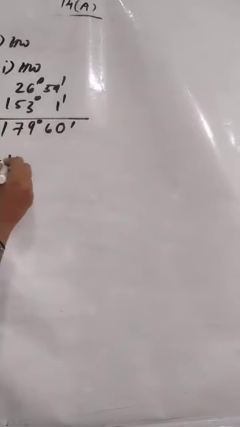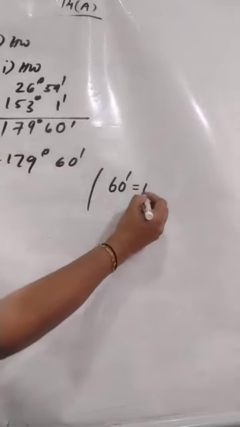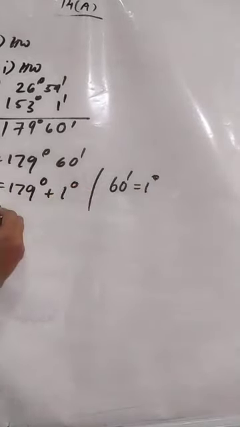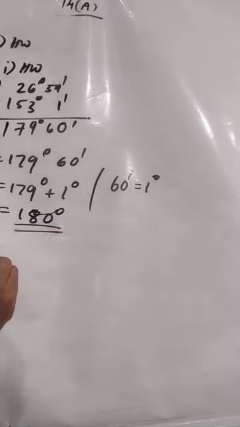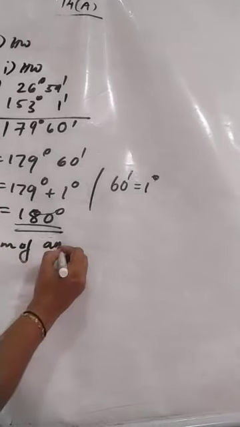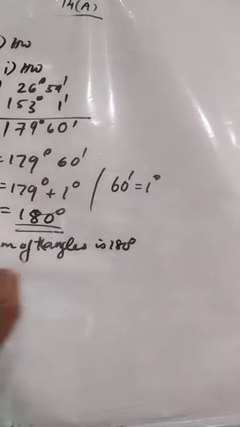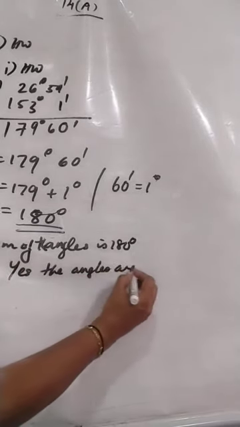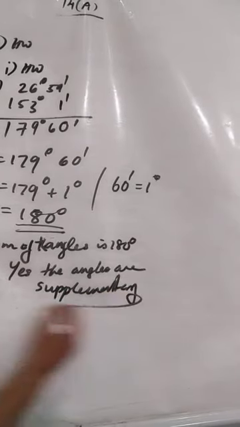That is 179 degree 60 minutes. But we know that 60 minutes equal to 1 degree. So that is equal to 179 degree plus 1 degree. What is that? Yes, 180 degree. Since the sum is 180 degree, the angles are supplementary. Sum of the angles is 180 degree. Therefore, yes, the angles are supplementary. Understood?